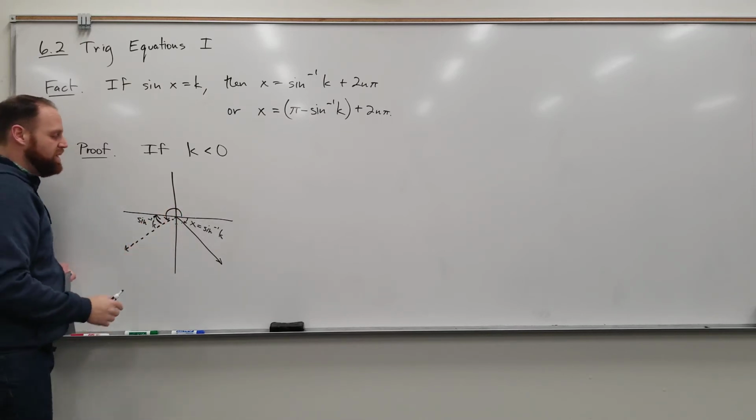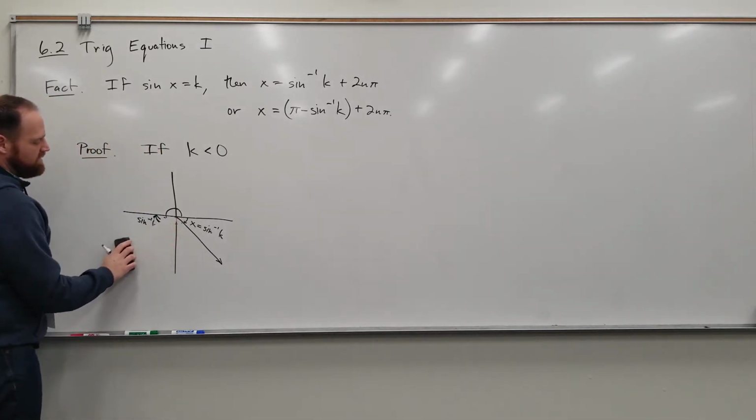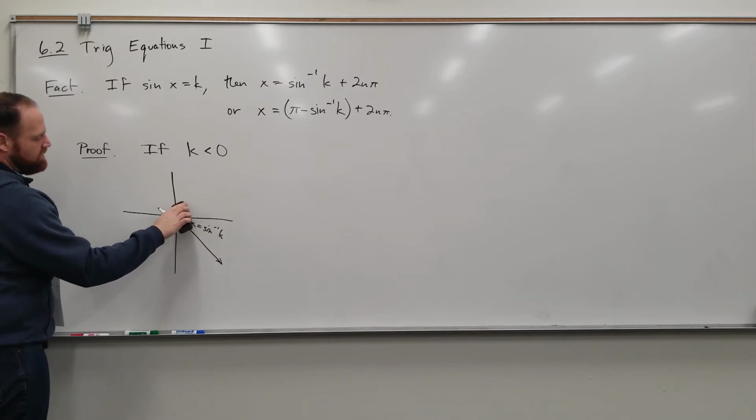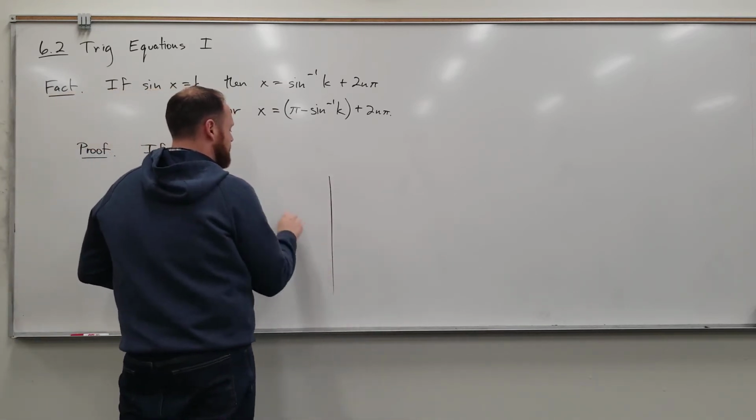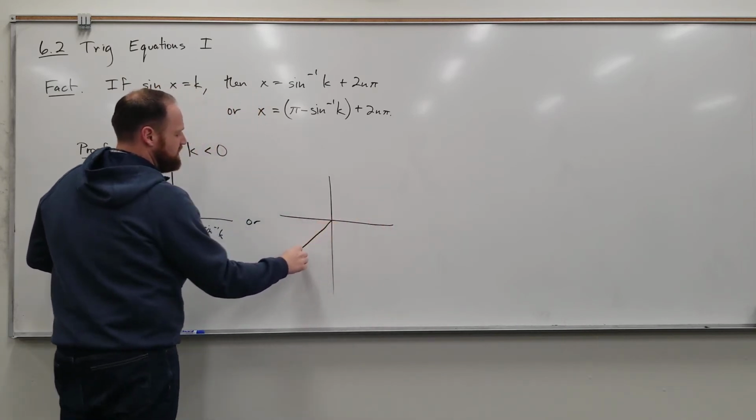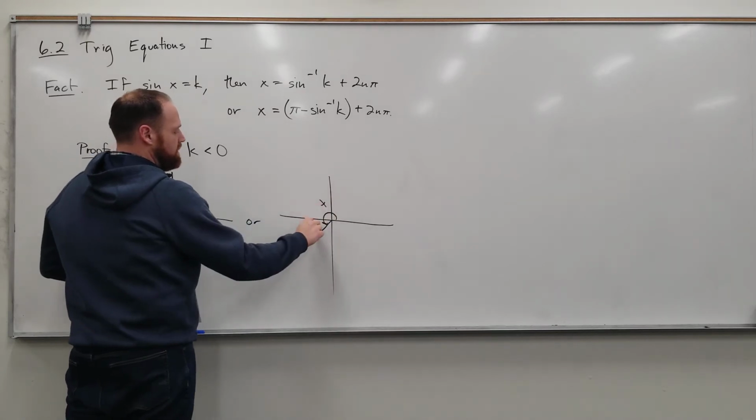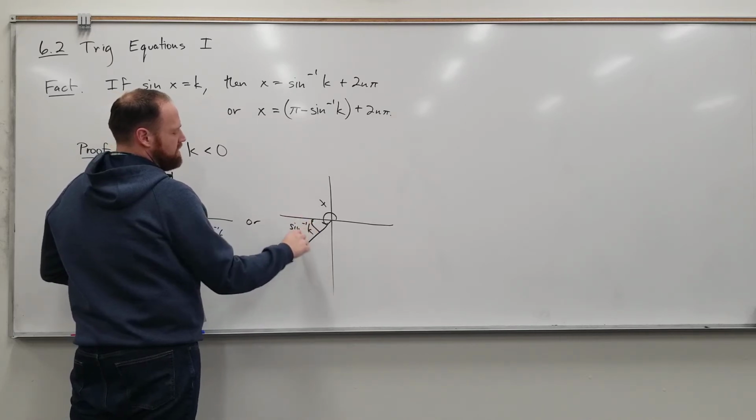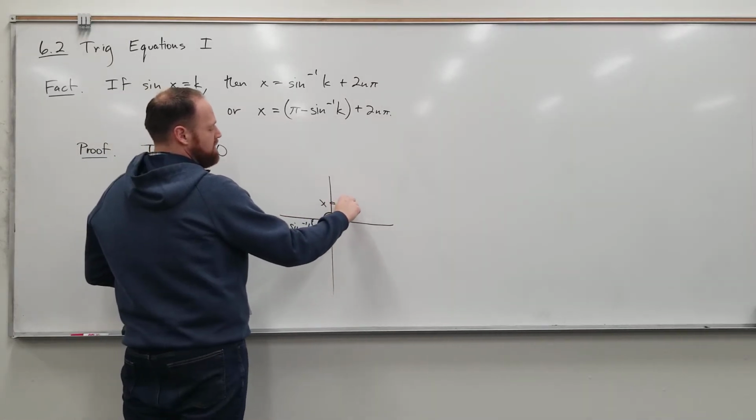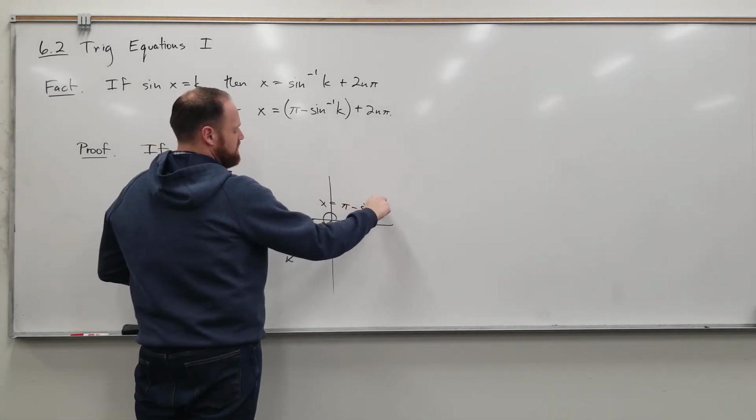I guess I should draw a new picture. So let me just draw a new picture actually. Okay, so here's one of the possibilities. The other possibility, right, is that x is here in quadrant 3. The reference angle would still be sine inverse of k. And so x would be pi minus sine inverse of k.